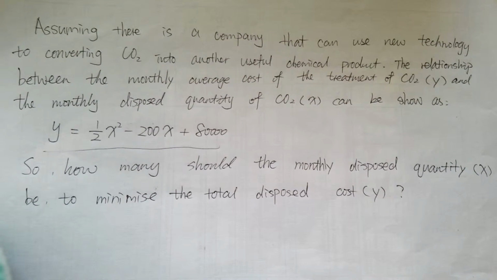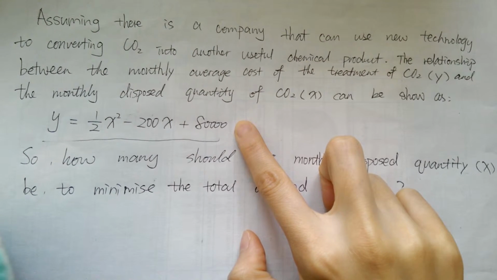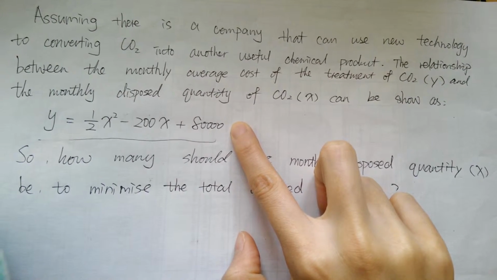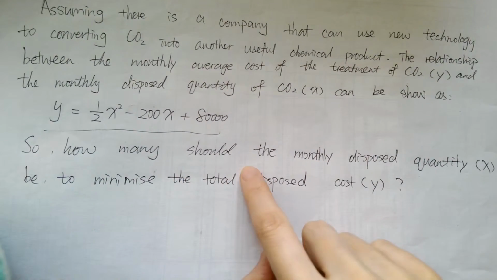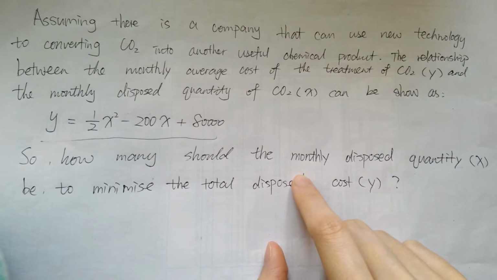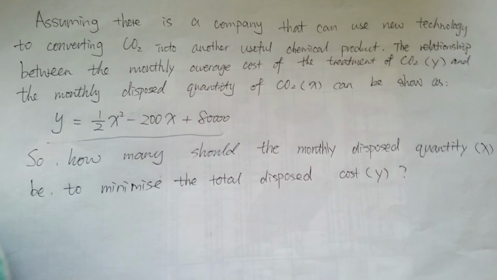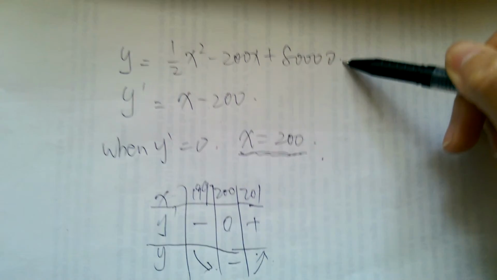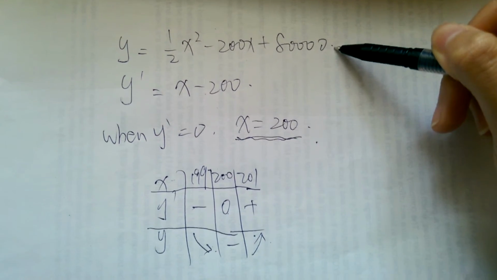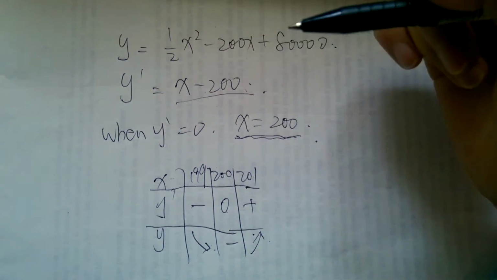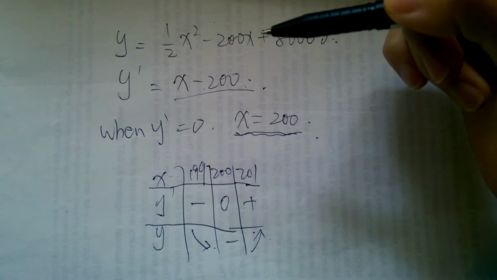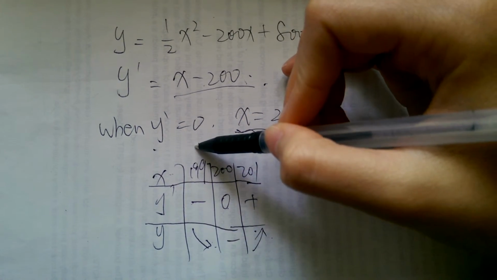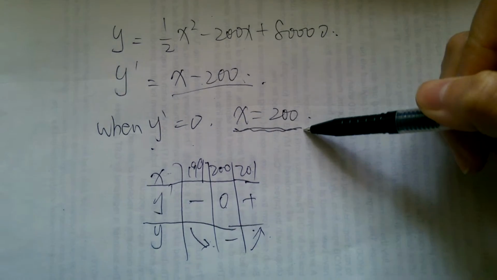For our question example, here the equation shows the relationship between the monthly average cost of the treatment of carbon dioxide and the monthly disposed quantity of carbon dioxide. And the question is how much the monthly disposed quantity should be to minimize the total disposal cost. Let's solve the equation. The derivative of y will be x minus 200. And we should know that if we want to get the local minimum, we should let the derivative of y equal 0, which means x should equal 200.